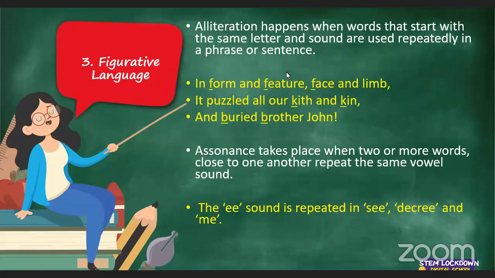Okay, we also identified assonance, which takes place when two or more words close to one another repeat the same vowel sound. Okay, so the E sound is repeated in see, decree, and me. They don't have the exact same letters, but the vowel sound is the same. As you can see, me doesn't have a double E, but see and decree do, but they all sound the same. Okay.